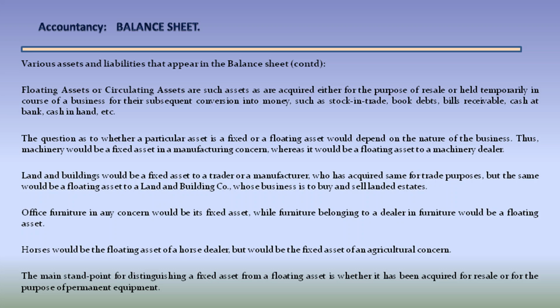Office furniture in any concern would be its fixed asset, while furniture belonging to a dealer in furniture would be a floating asset. Horses would be the floating asset of a horse dealer but would be the fixed assets of an agricultural concern. The main standpoint for distinguishing a fixed asset from a floating asset is whether it has been acquired for resale or for the purpose of permanent equipment.